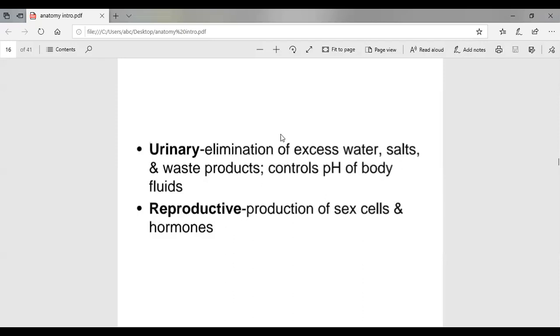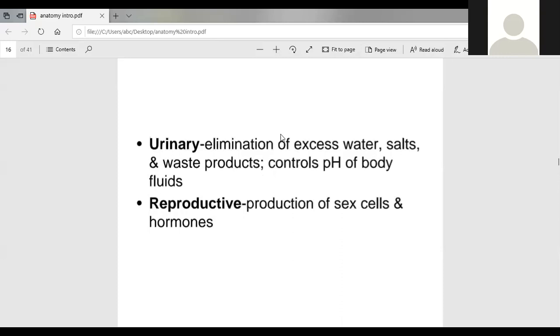And reproductive system, the basic function for which mankind has developed, is to propagate and pass our genetic material to the next generation. So the reproductive system helps us in producing sex cells which fuse with the sex cells of the other gender and form a new organism. The reproductive system also helps in producing various hormones: testosterone, progesterone, estrogen. These are the different hormones, and the levels of these hormones are different in males and females. So this function is done by the reproductive system.